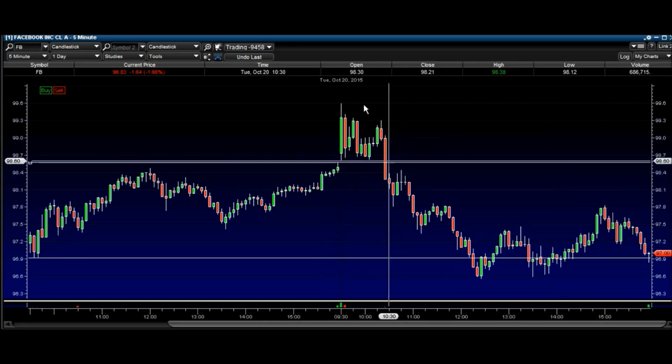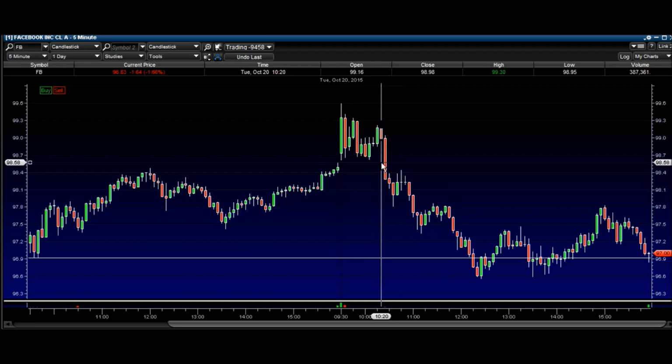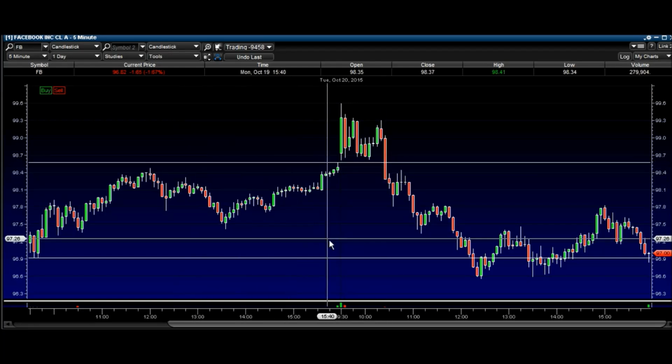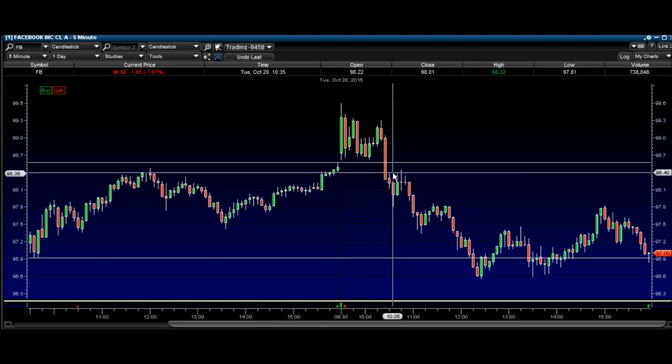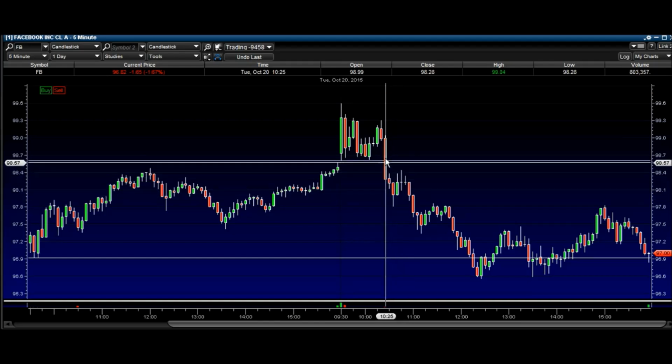So again, Facebook, we had the initial breakdown of the previous range, and it provided for that profit to be reached as it broke down below the high of the previous range.